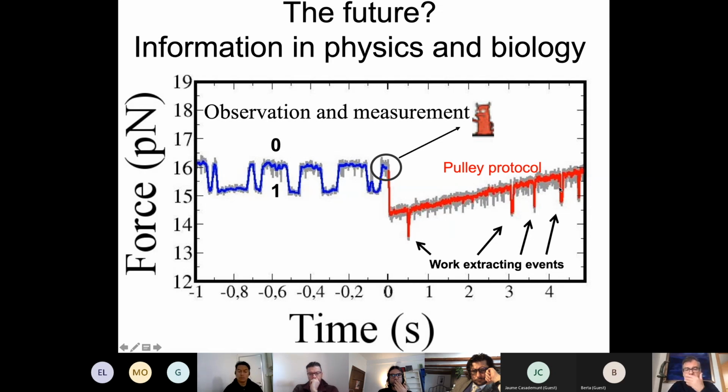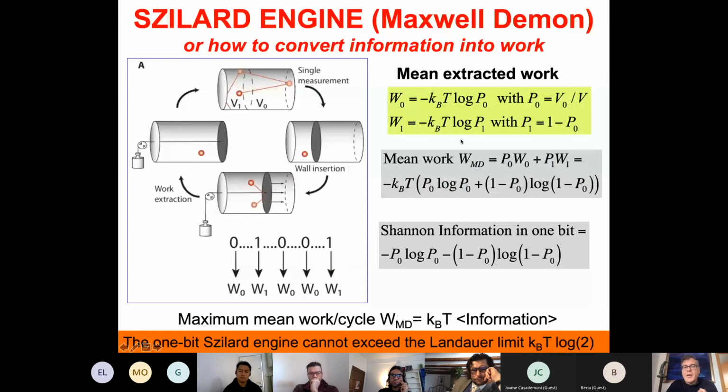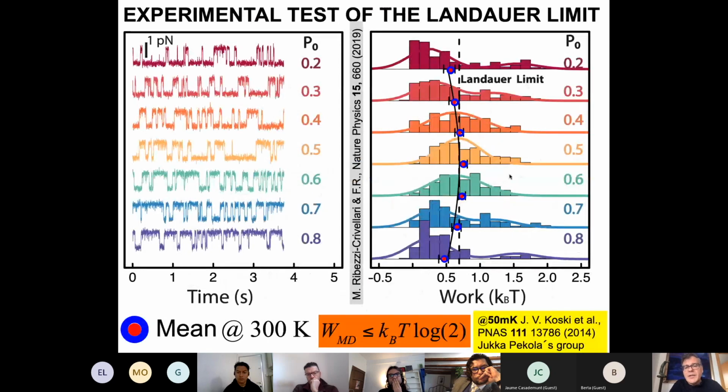So what we were able to do is apply this and experimentally measure the work distributions at different conditions of this hopping trace of the molecule and test the formula predicted by Landauer, which is that the maximum work you can extract is given by the Shannon information in one bit. So that's basically 100% efficiency in conversion from information to energy of this machine. So here is the line, and the Landauer limit is k_B T log 2. That's the maximum work you can extract.